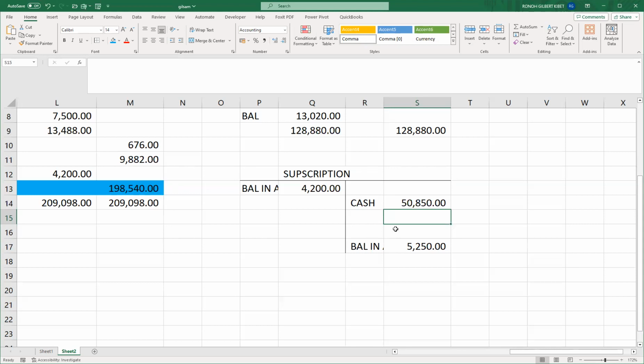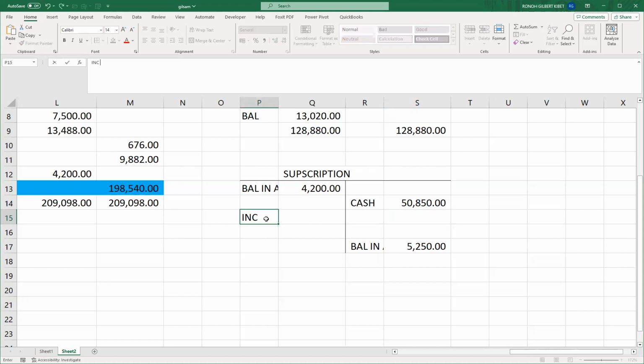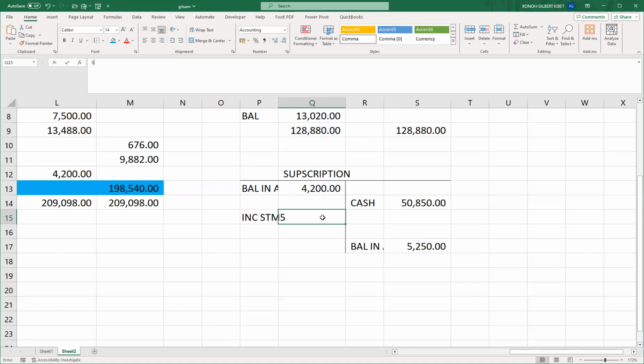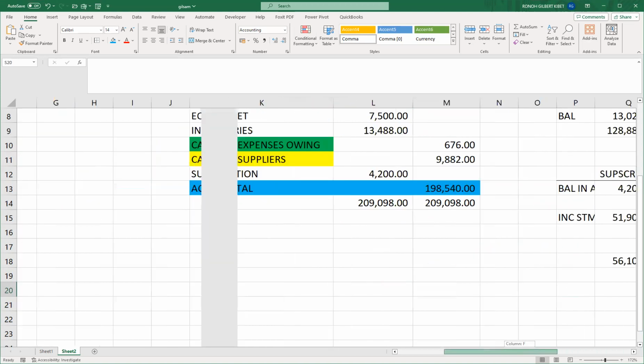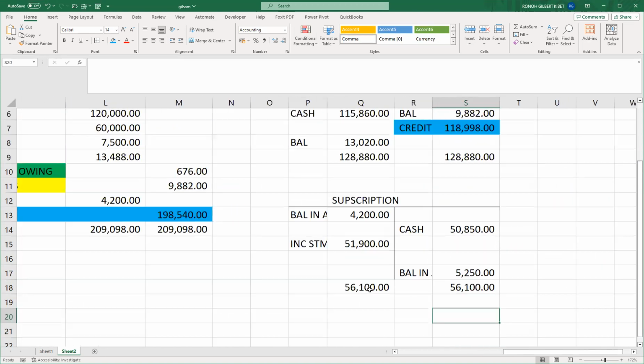The balance will be 51,900. It will come here, to the income statement. So we will credit income statement. We debit subscription account, we credit income statement 51,900, so that we balance this account at 56,100. That is the total. 56,100. So I think now we are done with the main accounts which we should open.